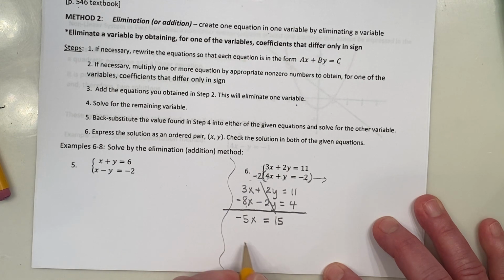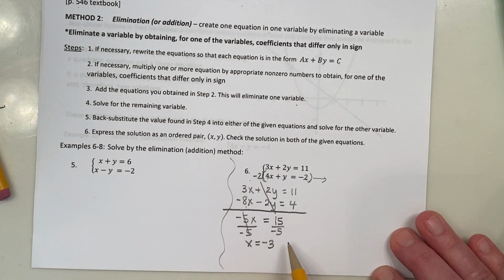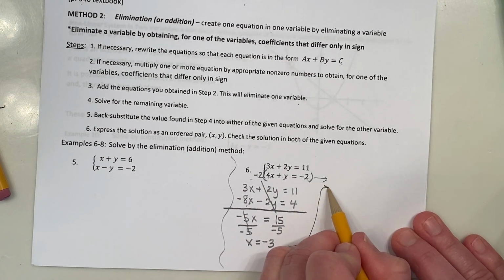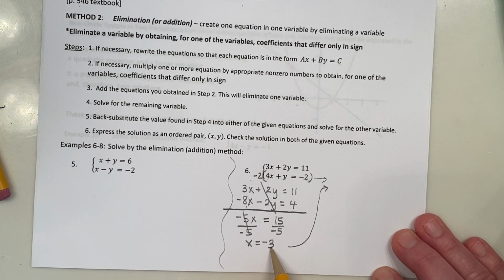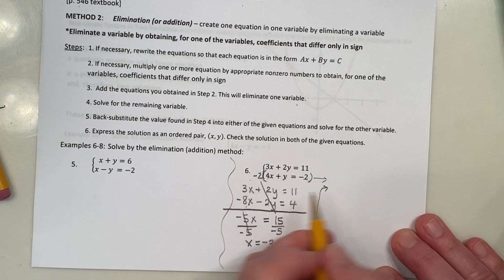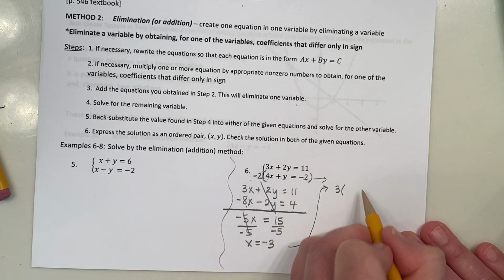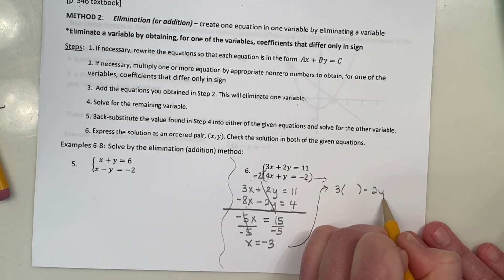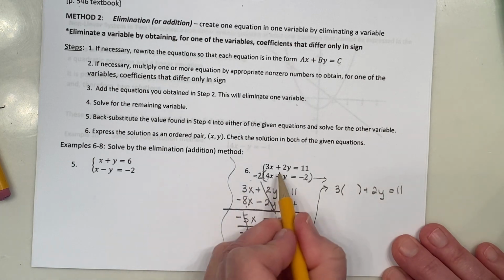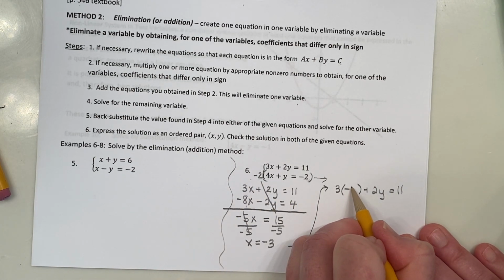Now we can continue solving. Divide by -5, and we now know our x value is -3. Okay, so what do we do to find the y? Well, we just go back and back substitute. Let's plug -3 in for x, either in the top or bottom equation. In this one, it just doesn't matter. So I'm going to use the top equation, and right here where x is, I'm going to replace it with -3.